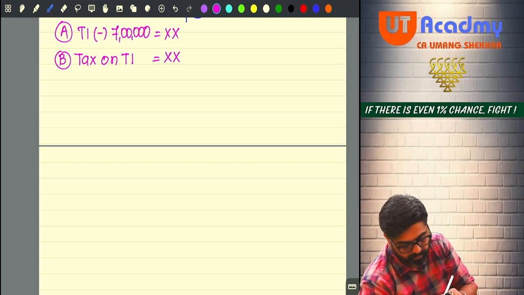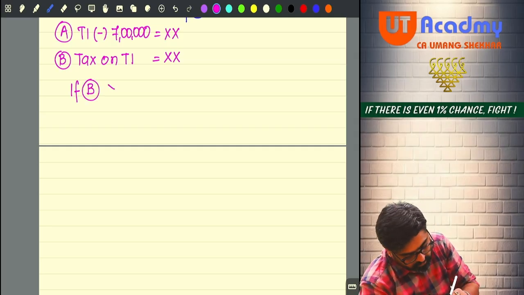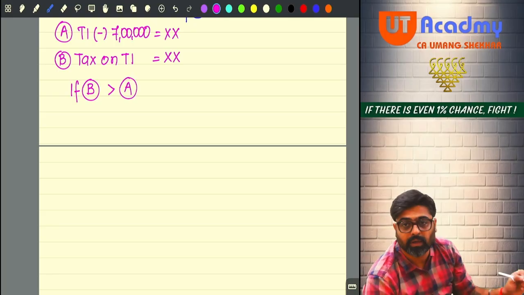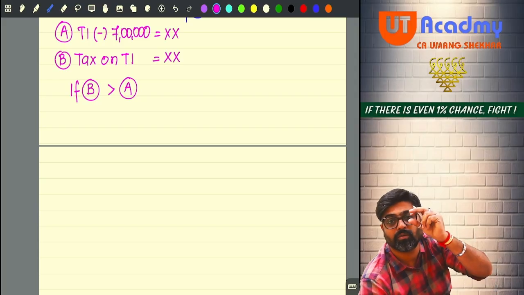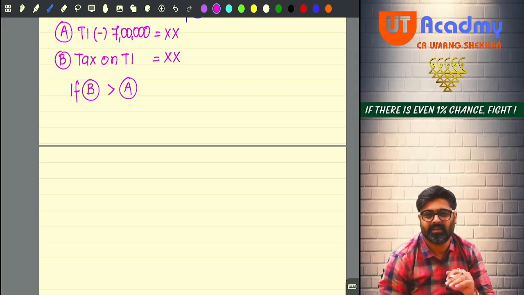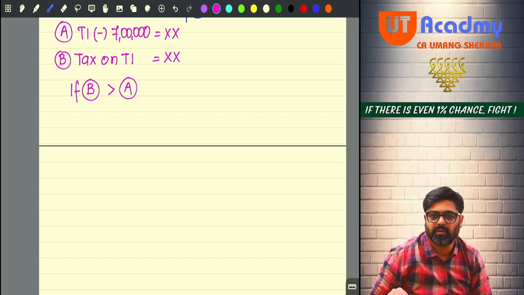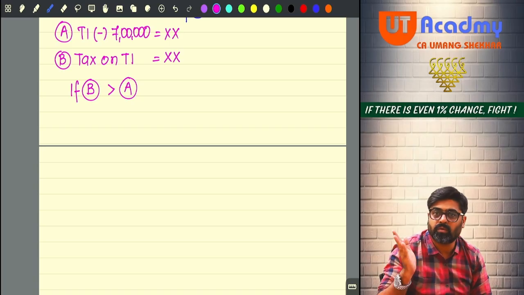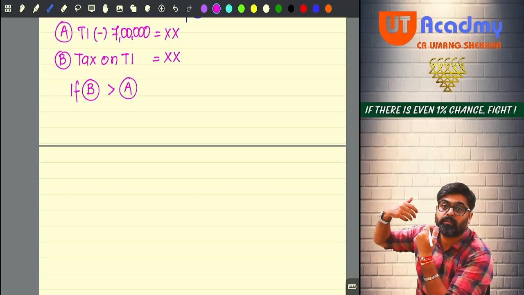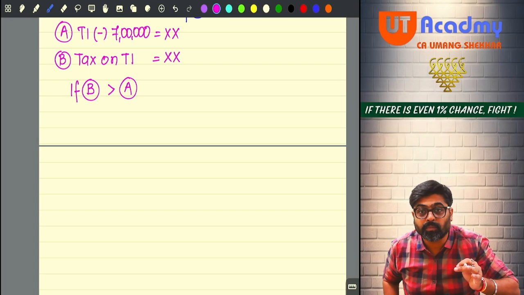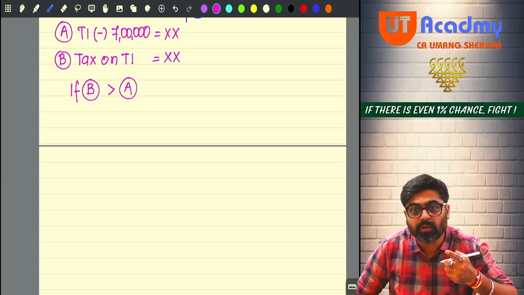Now you will have to check if the tax amount on your total income, which is B, is higher than the increase in your total income over and above 7 lakhs. How much was the increase? Tax is 20,500, but your total income is only increasing by 5,000. Just imagine, till 7 lakh you were getting a rebate of 25,000. And the moment your total income became 7,05,000, the entire 25,000 benefit washed out, and you are supposed to pay 20,500. Is it good? No, right?